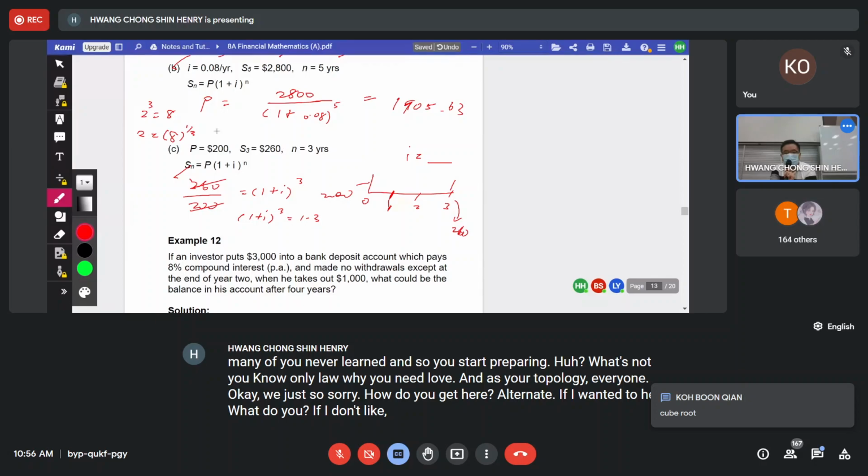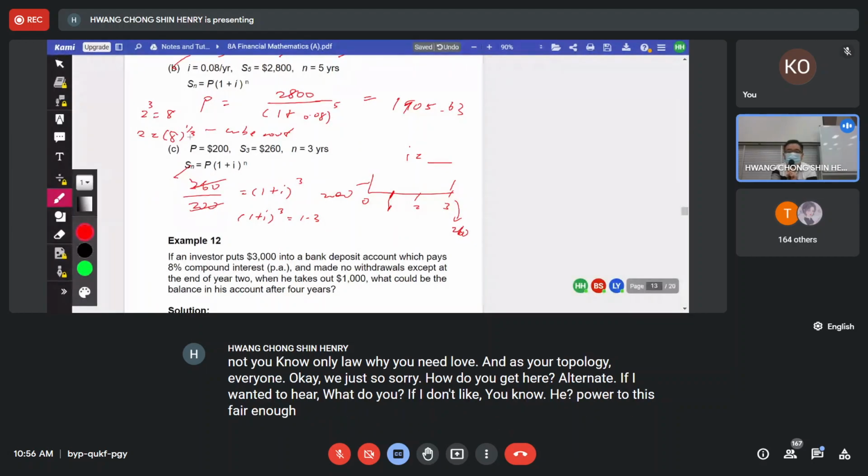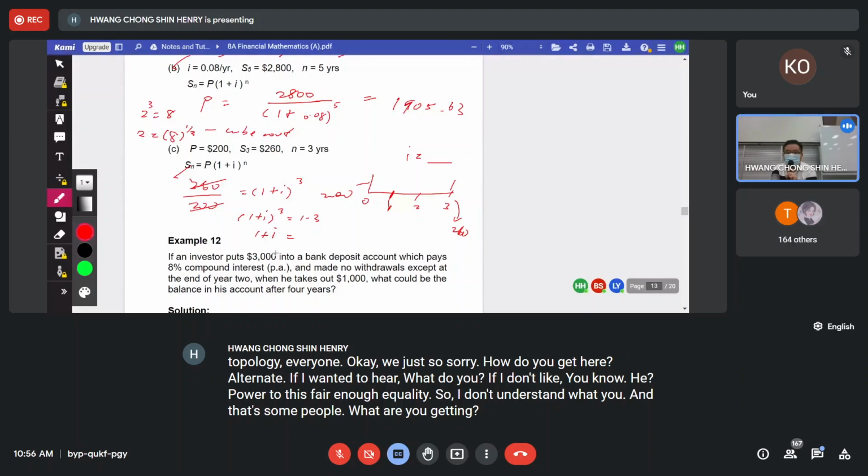What do you call this? Cube root, right? If power 2 is square root of, if power 3, cube root of. So I don't want the 3 here, what do you do? No need to use log now. Then I ask some people, why you panic? If they want to know, you take the cube root. 1.3 power of 1 over 3, what do you get?